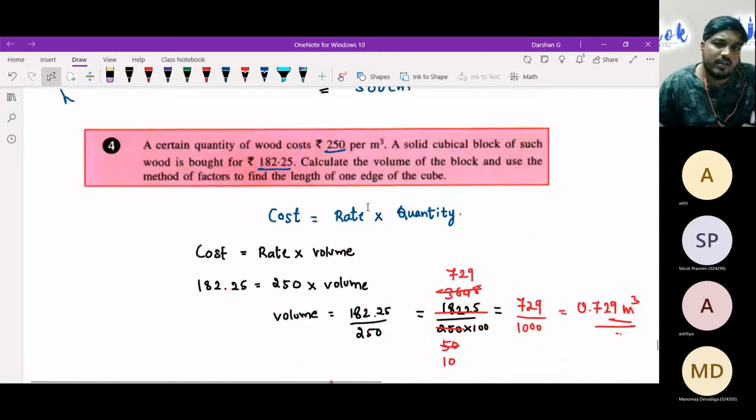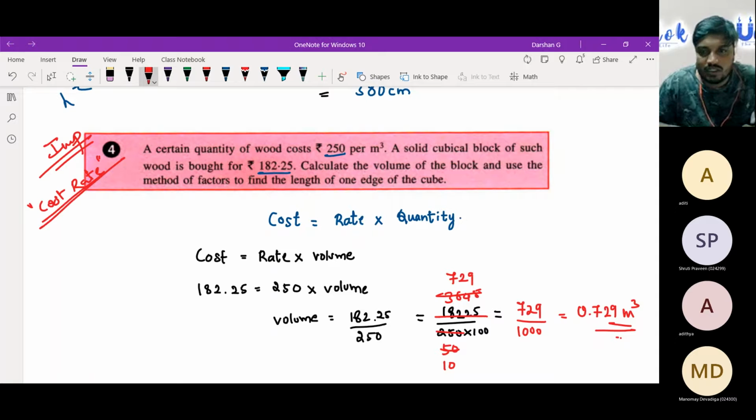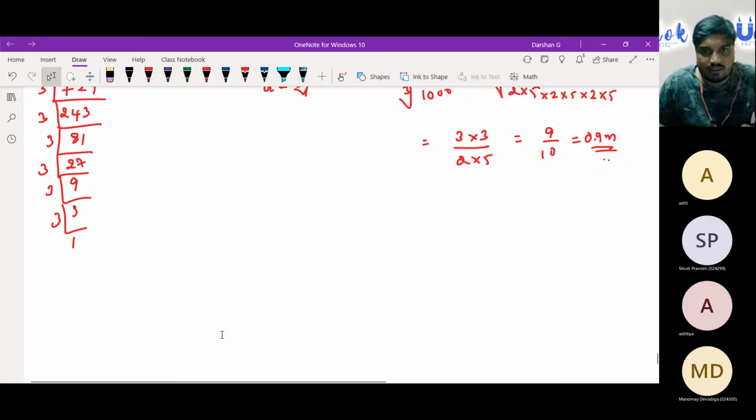So this is a very, very good question of application of cost. So this cost rate, whatever we have discussed on this question. Please go through these questions. Next question. This looks like a very easy one. Try and do this question very quickly. Hope everybody has understood this.